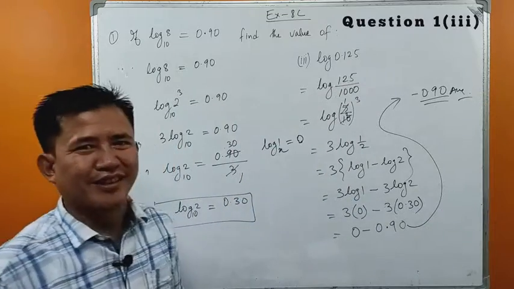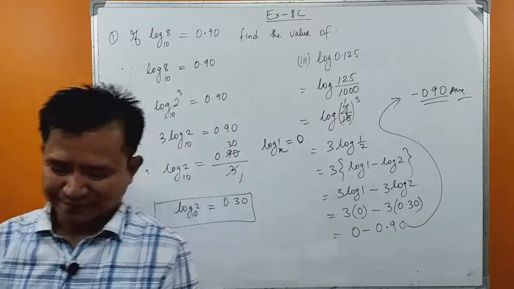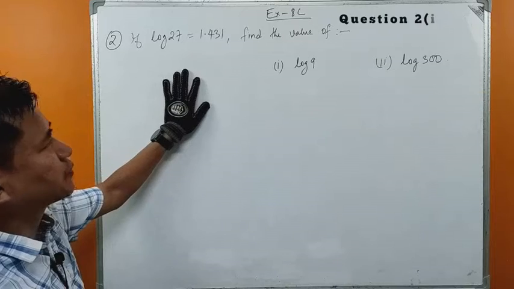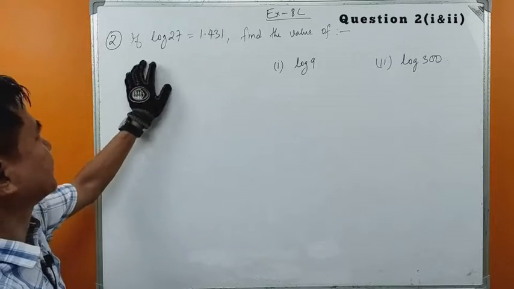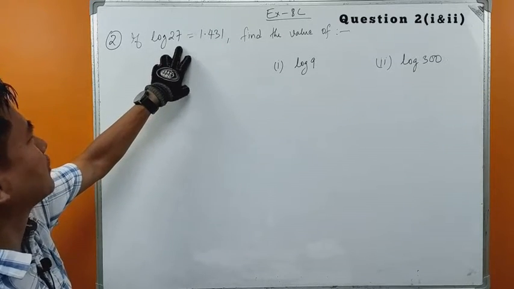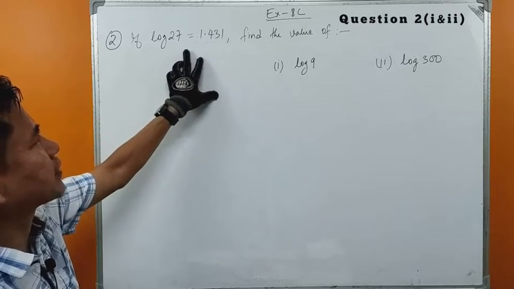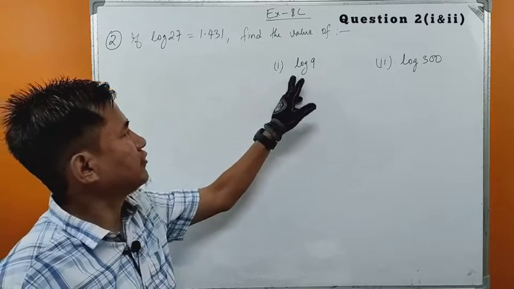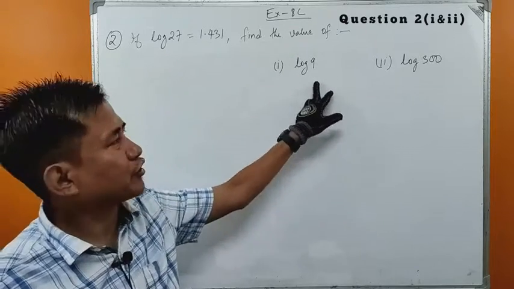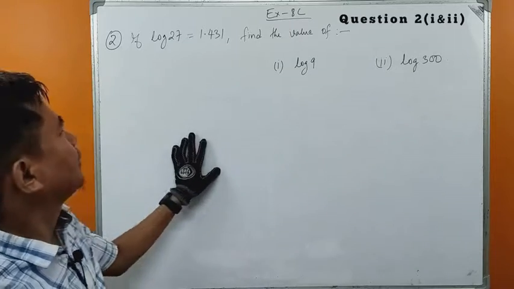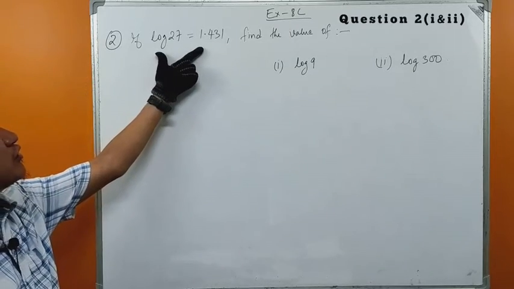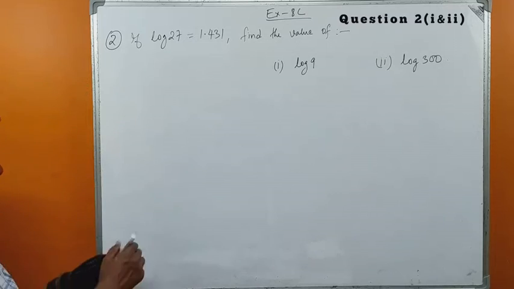I hope you got this. Now let us move on to the next question. Question number 2. This question is pretty similar to the previous question, isn't it? So if log 27 equals 1.431, this is the given condition. Find the value of log 9, question number 1, and question number 2 is log 300. Okay, so the given condition is log 27 is 1.431.